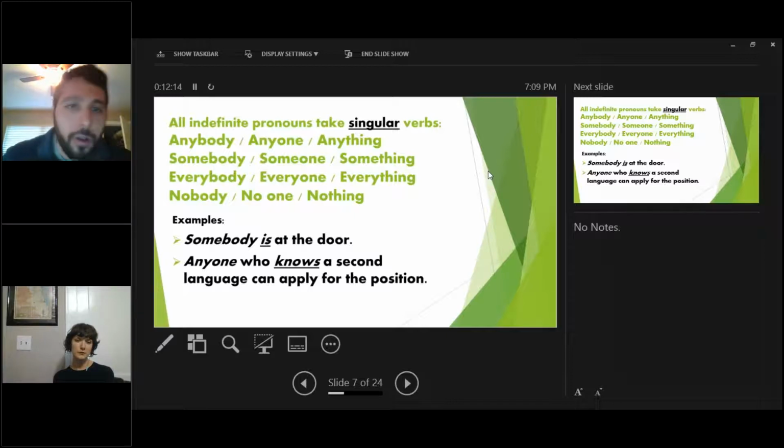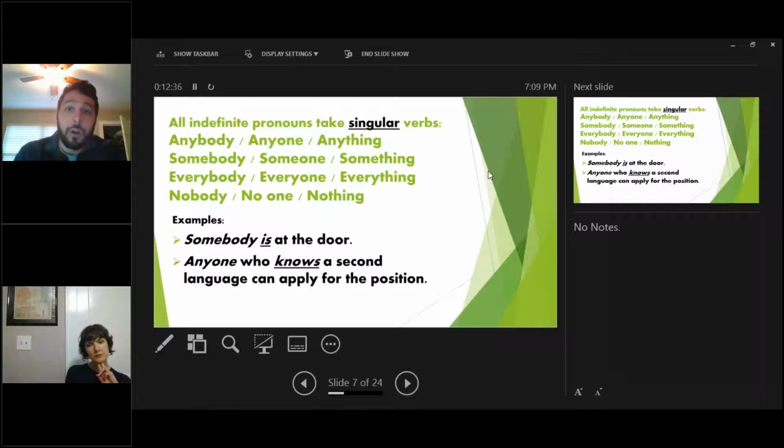Here are a few more that always take singular verbs, and these are called indefinite pronouns. I've been discussing pronouns a lot, mainly because they're common subjects when you're forming sentences. Here is a list of some indefinite pronouns that take singular verbs: anybody, anyone, anything, somebody, someone, something, everybody, everyone, everything. You get the idea. These indefinite pronouns can be singular subjects and they will take singular verbs, so you need to make sure they agree.